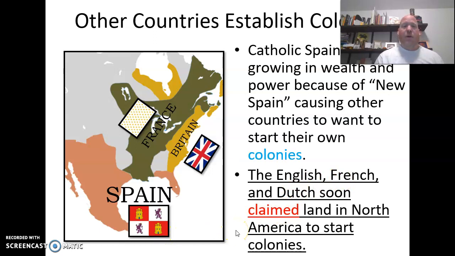All right, let's hop on through there. Real quickly, and you can see it down here. This kind of shows you where these countries set up. Down here is Spain in the red. France is this brownish, greenish area here.